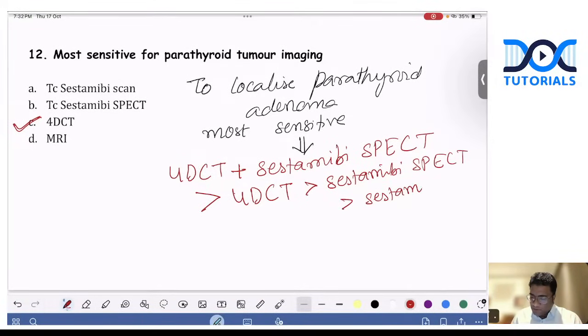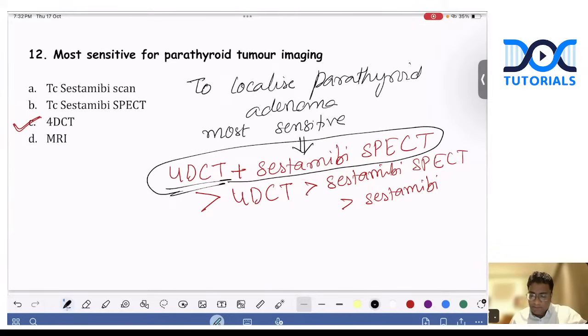They have bothered you many times on this topic. Please remember, the more sensitive investigation to localize parathyroid adenoma is 4D-CT, not CT or CECT. Answer it only if there is 4D-CT in your options. If a combination is given, that's best. Otherwise, if they give you options independently, 4D-CT should be your better answer.